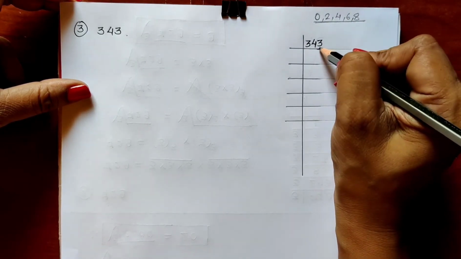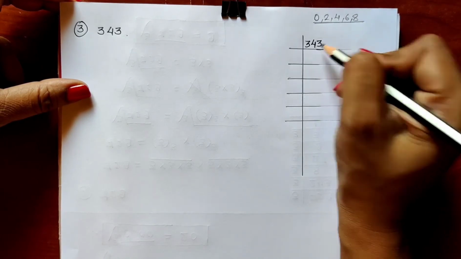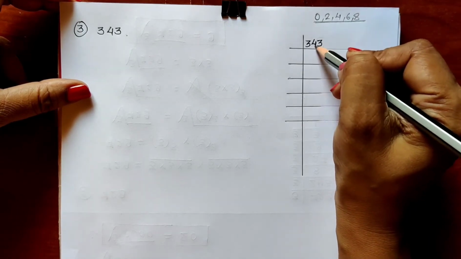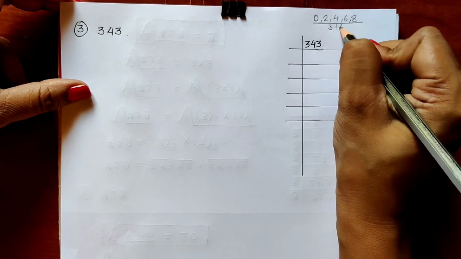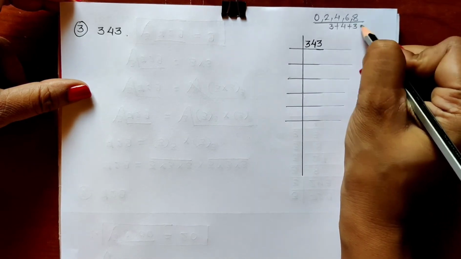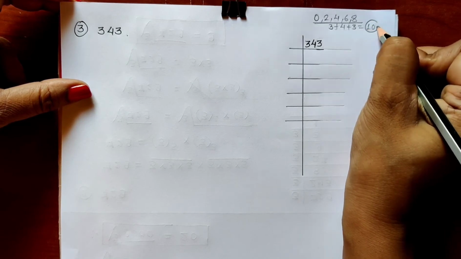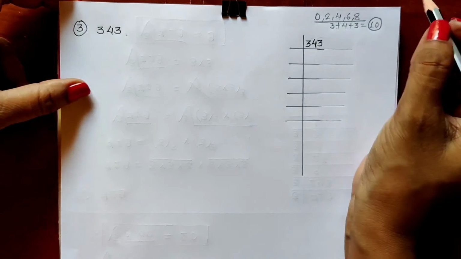Then for dividing by 3, the addition of all the digits should be such that it is divisible by 3. So let us add 3 plus 4 plus 3 and find out what we will get. 3 plus 4 is 7, 7 plus 3 is 10. And 10 is not there in the table of 3. So this 343 is not divisible by 3 either.